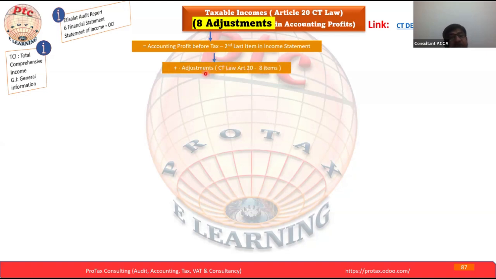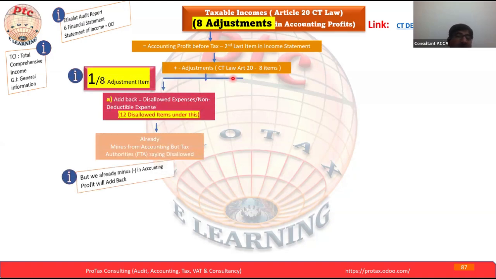Now, we will make the plus and minus adjustments as per Article 20, the 8 adjustments. Let's see the first of the 8 adjustments: add back disallowed expenses and non-deductible expenses. This means there are certain expenses that as per accounting we already deducted, but the corporate tax does not allow to be deducted.